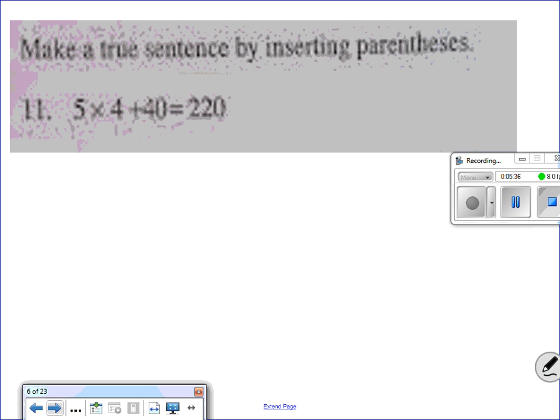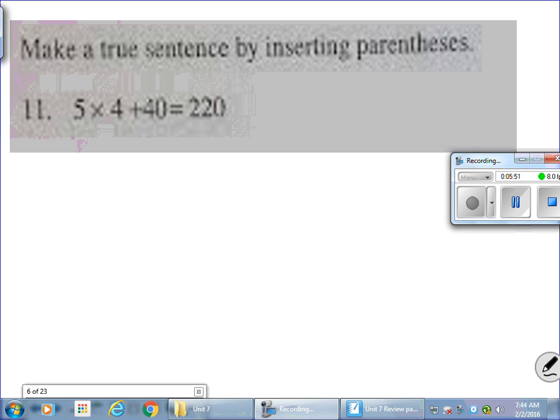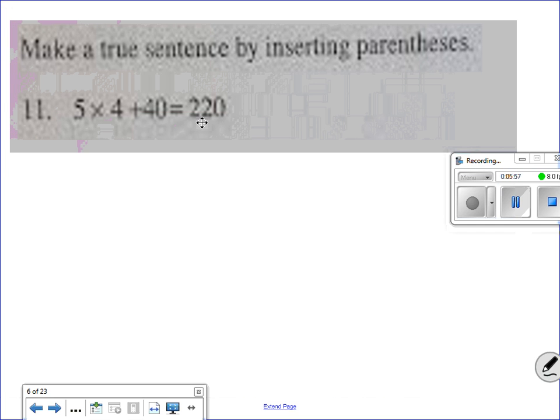Make a true sentence by entering parentheses, okay? So I'm going to have to add. I know this is hard, but you have a clear copy in front of you. It says 5 times 4 plus 40, okay, equals 220. If I were to put parentheses around the 5 times 4, I would only get 20. So I'm going to have to see how big I can get to 220.